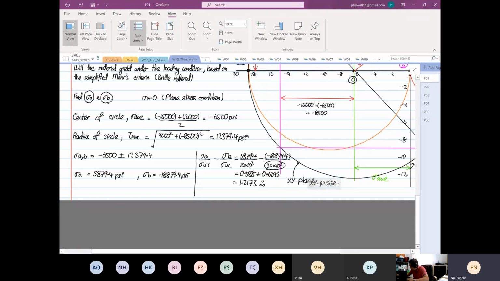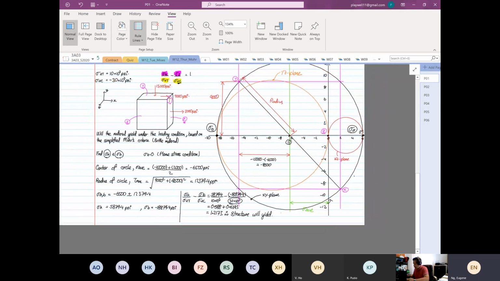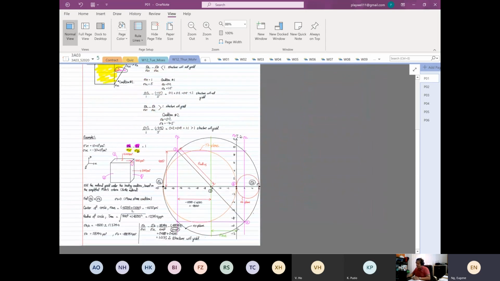happen is the structure. Hold on, let me get rid of this. I need more space. So therefore the structure will yield. Okay, so this is Mohr's criteria. It's very easy.